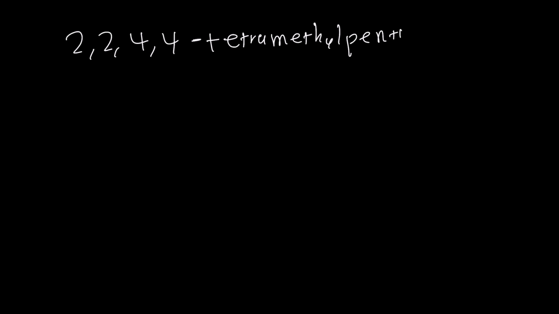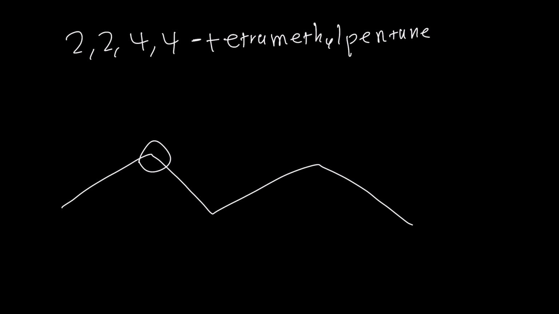For our last example, let's go over 2,2,4,4-tetramethylpentane. How would you draw this alkane? First I would put the pentane, which is the main chain, 5 carbons. On carbon number 2, we're going to have 2 methyls, and then on carbon number 4, we're going to have another 2 methyls. So that's what the structure would look like.